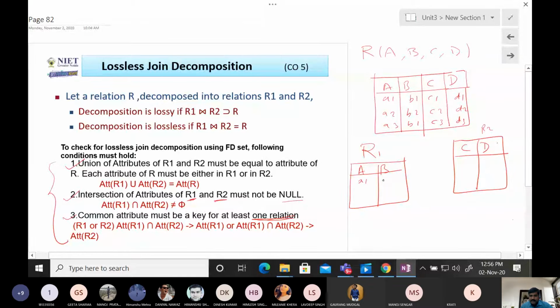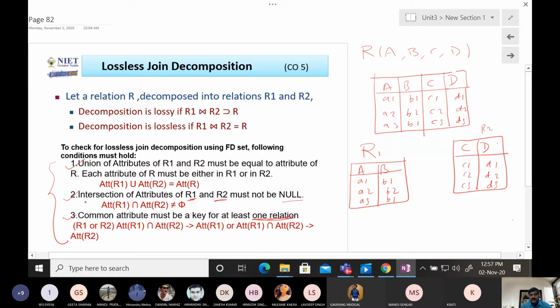Whether condition 1 is satisfied in this decomposition or not. Condition 1 is, if we take the union of attributes of R1 and R2, that must be equal to the attributes of R. So here condition 1 is satisfied.